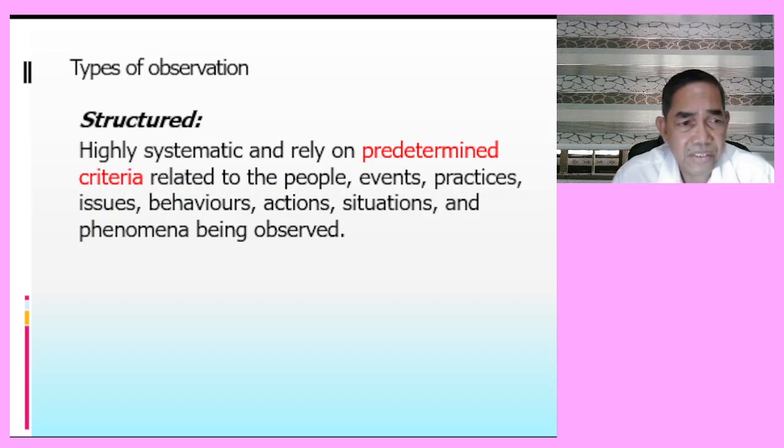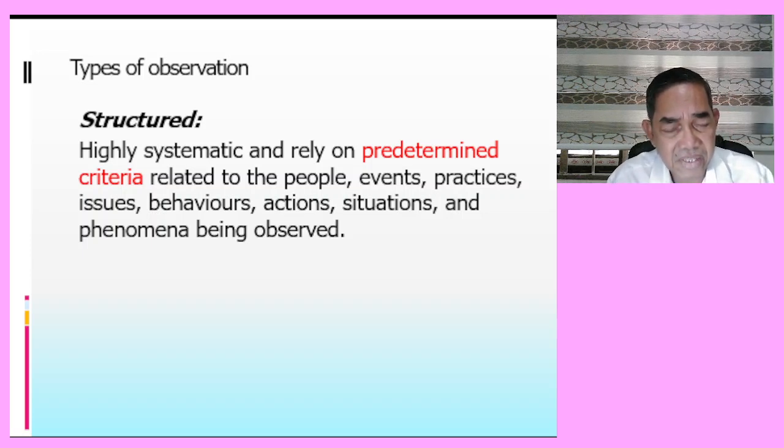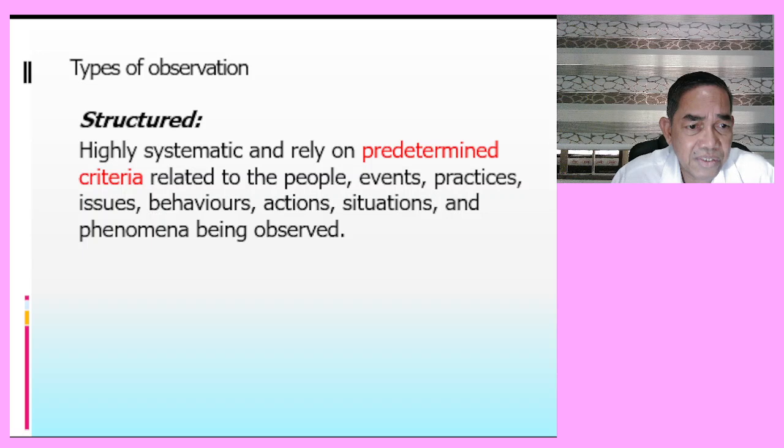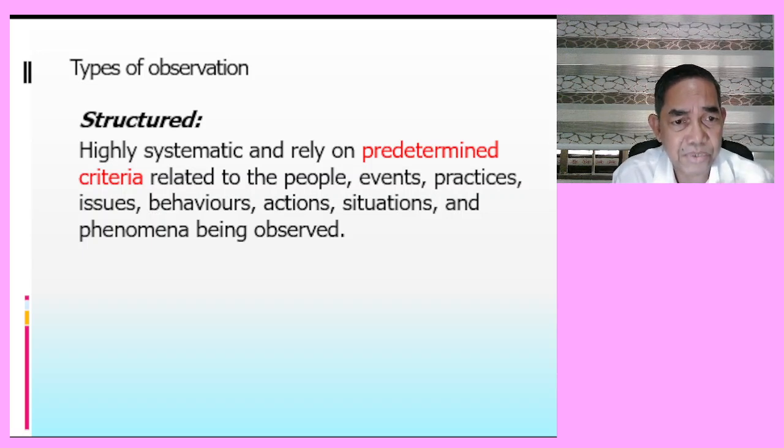Now, these are the different types of observations. We have the structured observation. This is highly systematic, and we rely on predetermined criteria. So there are predetermined criteria related to the people, events, practices, issues, behaviors, actions, situations, and phenomena being observed. So you create criteria. These are the different criteria that I need to observe. So this is a structured observation.